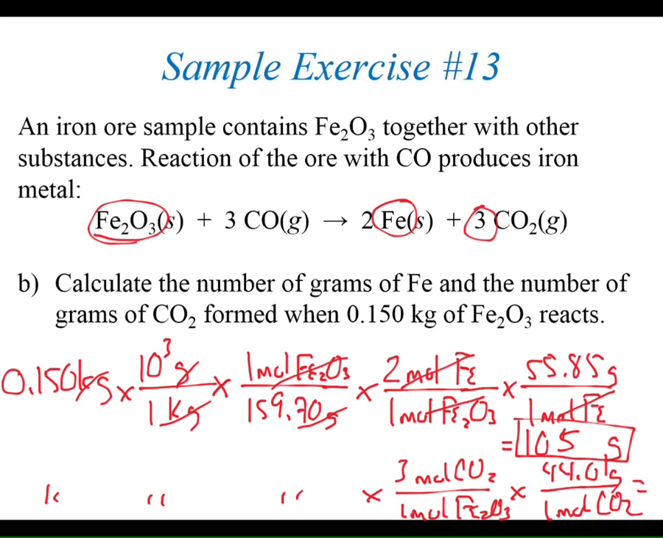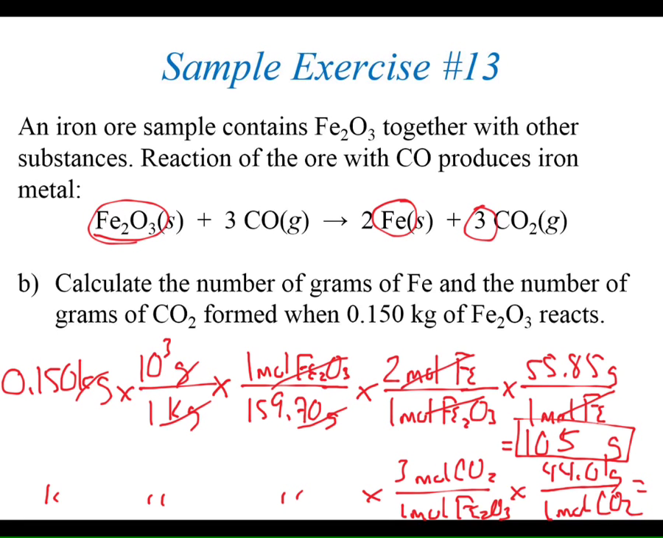So the first part is all the same, right? All you're changing is going from iron(III) oxide to CO, or iron(III) oxide to iron, or iron(III) oxide to CO2. Doesn't matter. All that changes is that last little step. Okay, so that's how we do it.